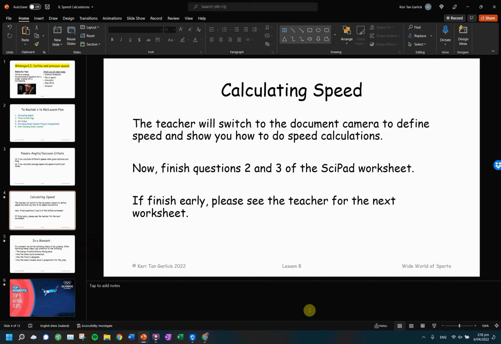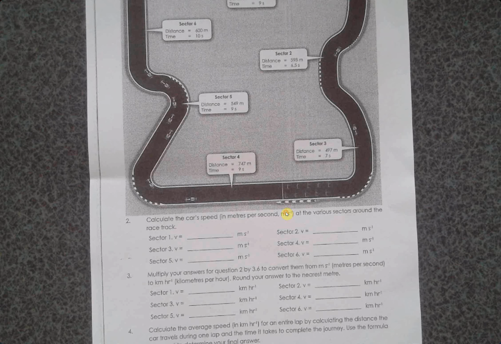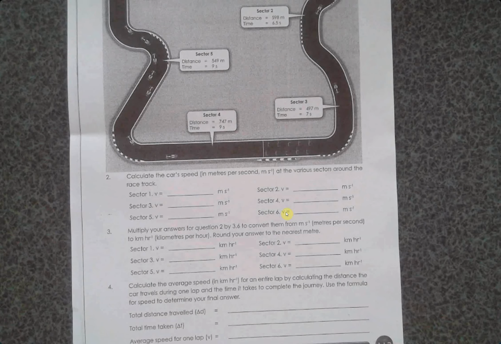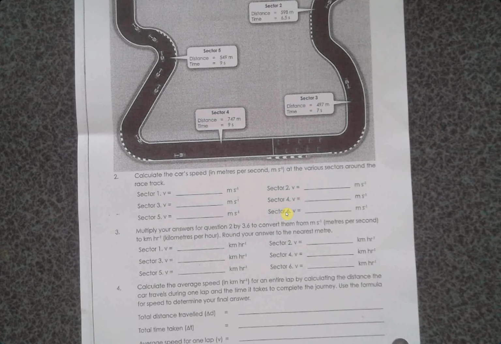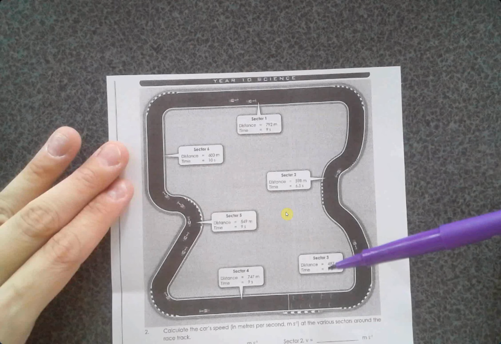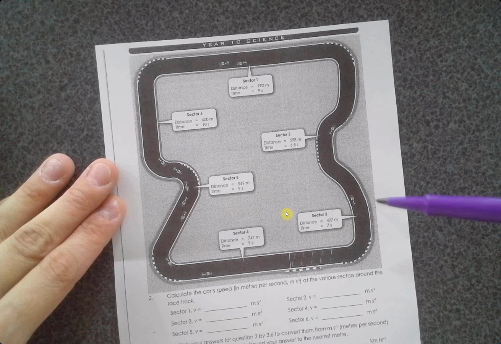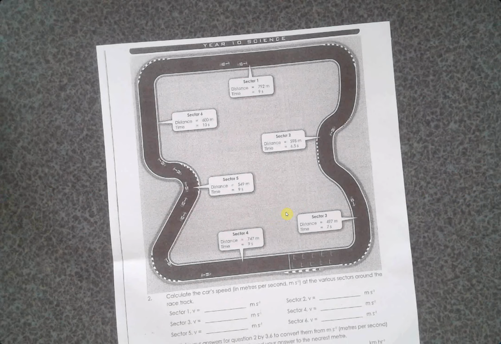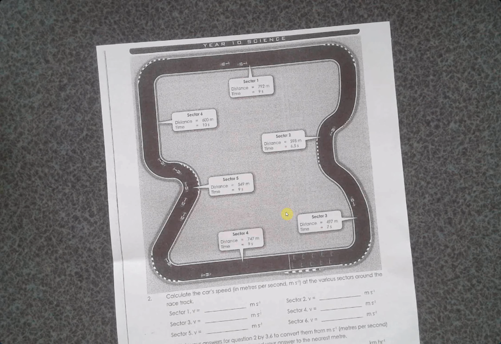Let's now look at this worksheet over here that I've given you guys to process. So this here was our define. It gave us a definition, and now what we're going to do is apply that, and we're going to look at some of these calculations for calculating speed. So there are two different things to think about. The first thing is that we have speed in different sections, and we also have the average speed overall for the full track. What I want us to focus on first is just the speed in the different sections.